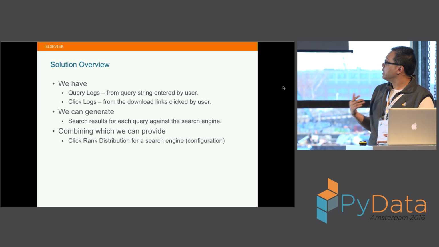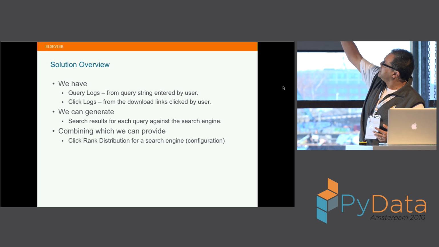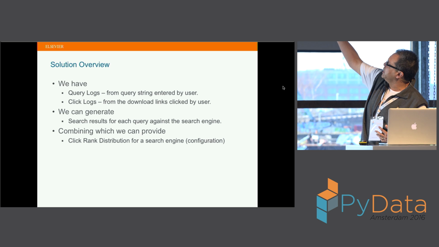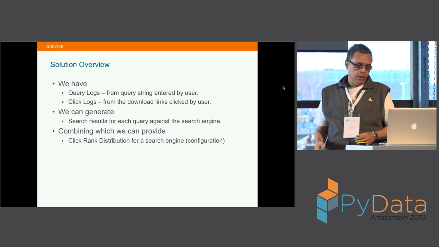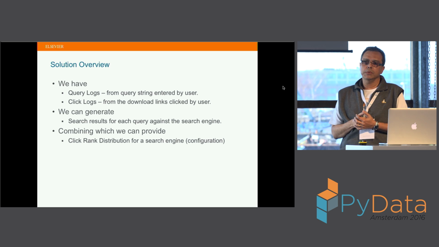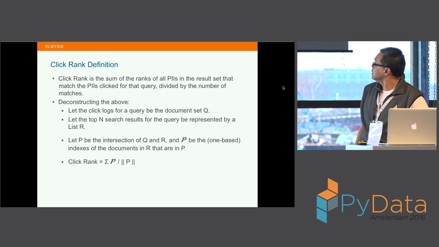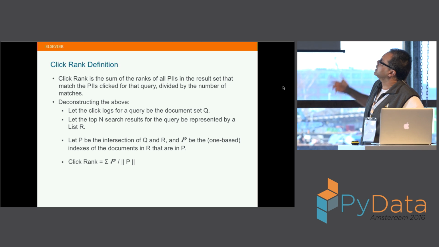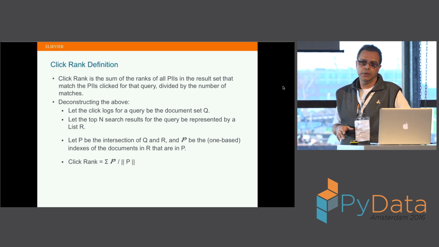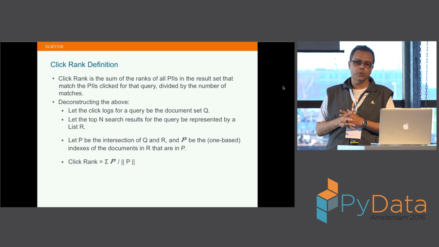So using these 800,000 queries, we would run against our new, experimental systems and get back the results. And the net result of these three things, the query logs, the click logs, and the search results, allowed us to compute something we call the click rank distribution. So this is the definition of our click rank distribution. I'll leave it up here while I tell you what it means.